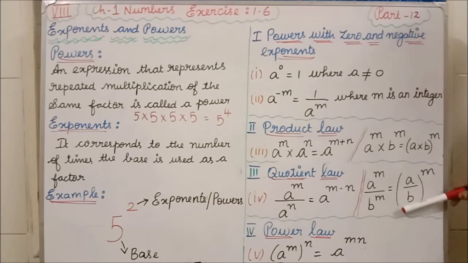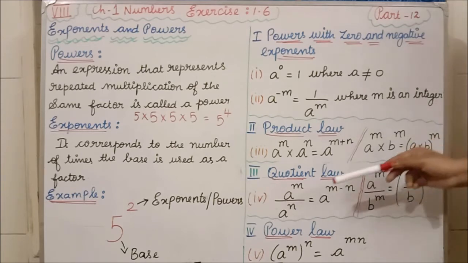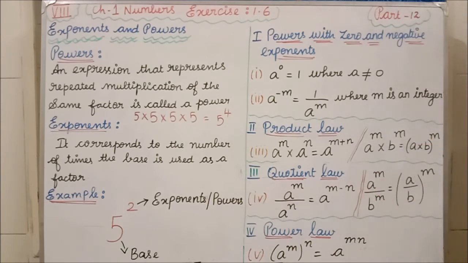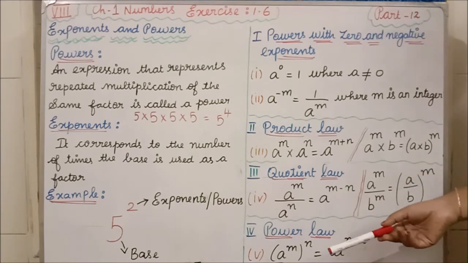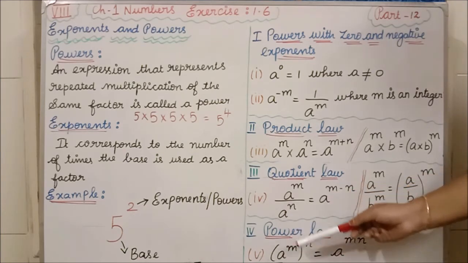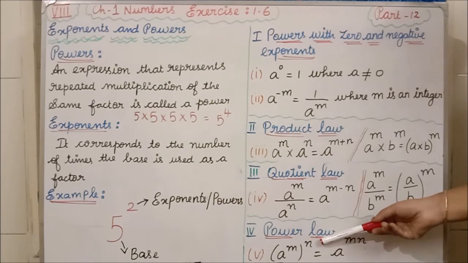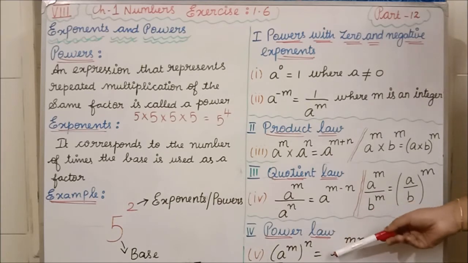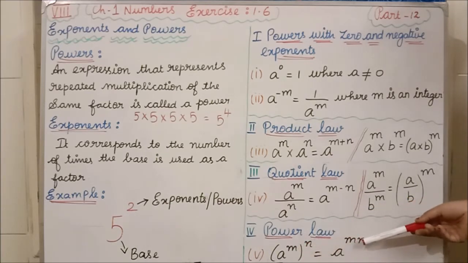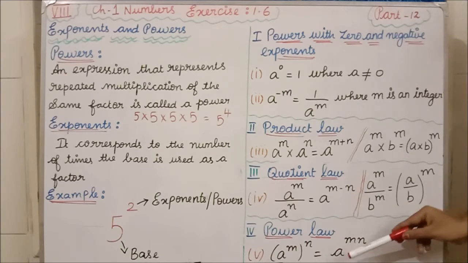So we have to write (a/b) power m. Clear all of you, the quotient law? Next is the power law. The power law is nothing but (a power m) whole power n. Again, for that, one more power we are having. So how do we have to write? a power m into n. Clear? a power m into n.